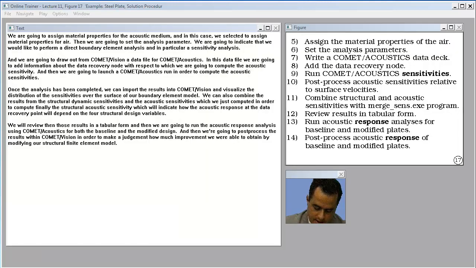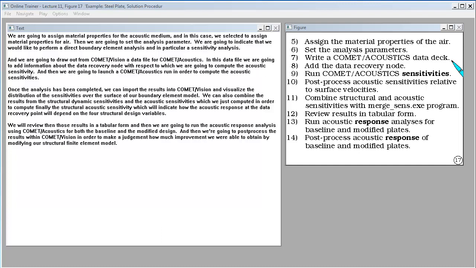We are going to assign material properties for the acoustic medium, and in this case we selected to assign material properties for air. Then we are going to set the analysis parameters. We are going to indicate that we would like to perform a direct boundary element analysis, and in particular a sensitivity analysis. And we are going to output from Comet Vision a data file for Comet Acoustics.